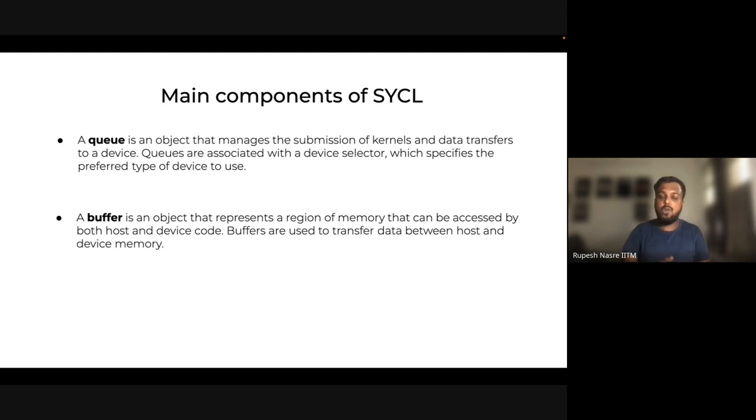If I want to access some of the data in the device also, what I do is create a buffer. I just provide the data in that buffer, right? And then I can access that data in the kernel, in the device memory. Let's suppose I have an array of 1024 elements, and I want to increment each of the elements. So I want to do it in parallel.